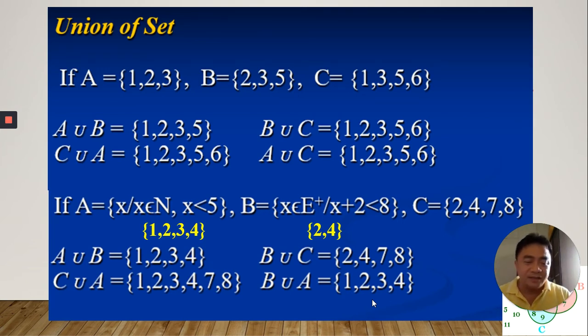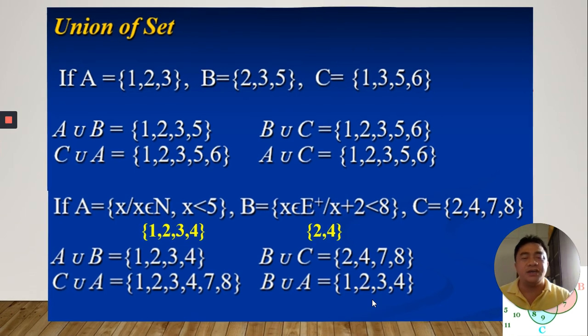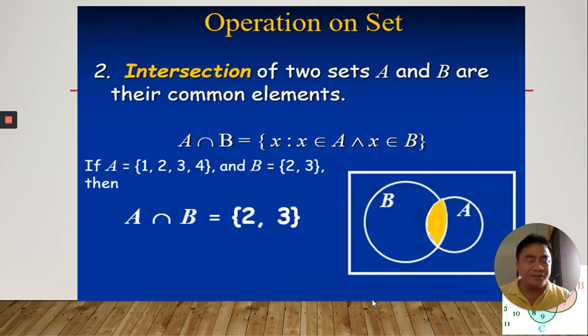Now we go to the second one, which is the intersection. Intersection of two sets A and B are their common elements. So we are talking about the common elements between the two different sets. The symbol that we're using is the inverted union. This is the symbol that we use for intersection.